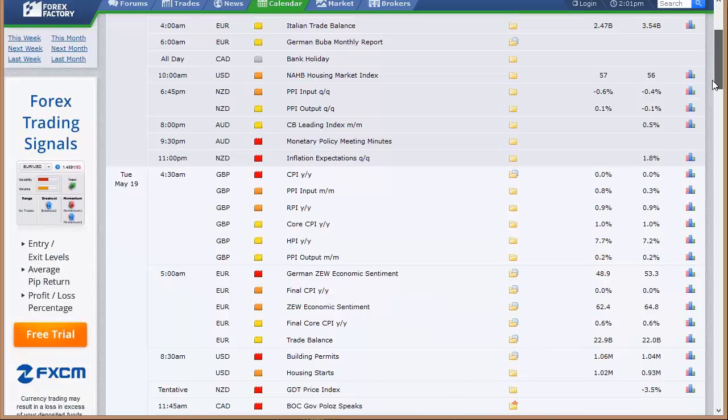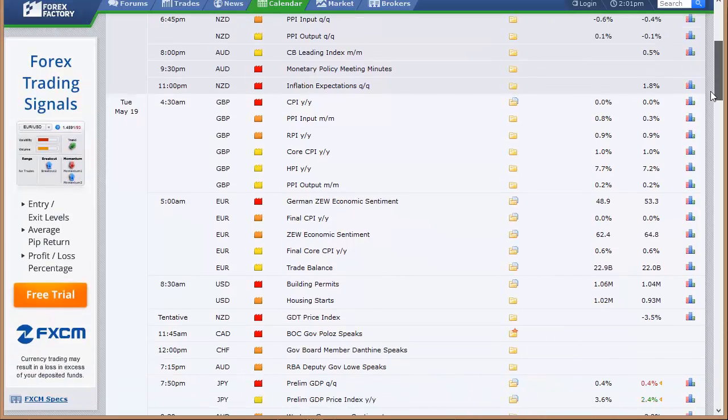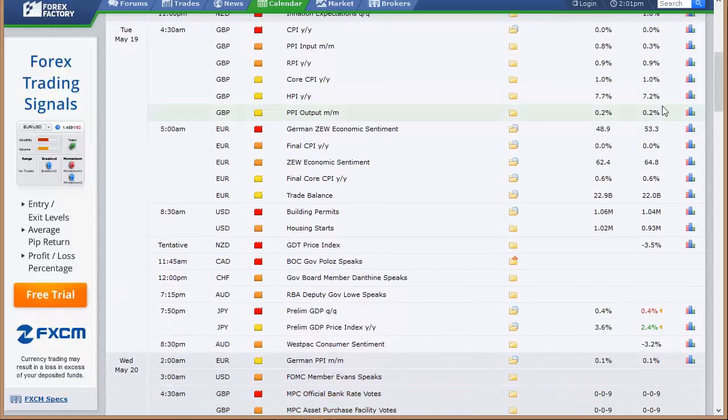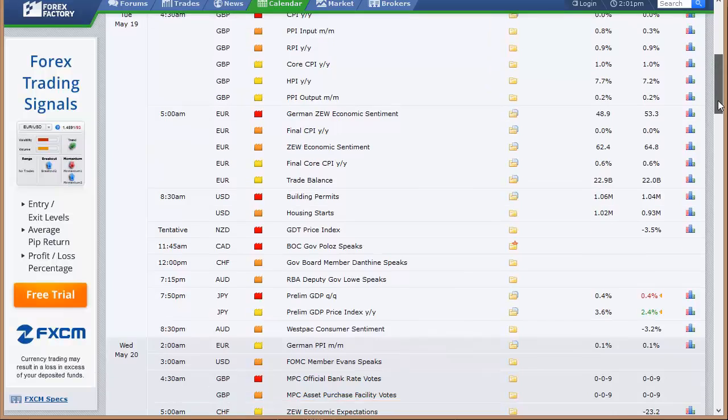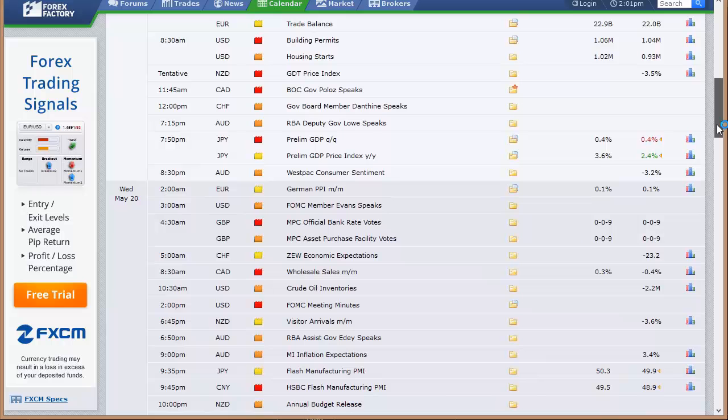Then you jump all the way to Monday night. PPI in New Zealand, the CB leading index out of Australia, and the minutes from their last monetary meeting, and inflation expectations out of New Zealand. Now we're going into Tuesday. We've got all the inflationary numbers, the CPI, PPI, RPI and HPI out of the UK at 4:30 a.m. Tuesday morning Eastern Time. ZEW economic sentiment and trade balance out of Europe, the broad European sector, at 5 a.m. Eastern Time. So that's a lot of data in a 30-minute window from the UK and Europe in general. Housing starts and building permits here in the U.S.